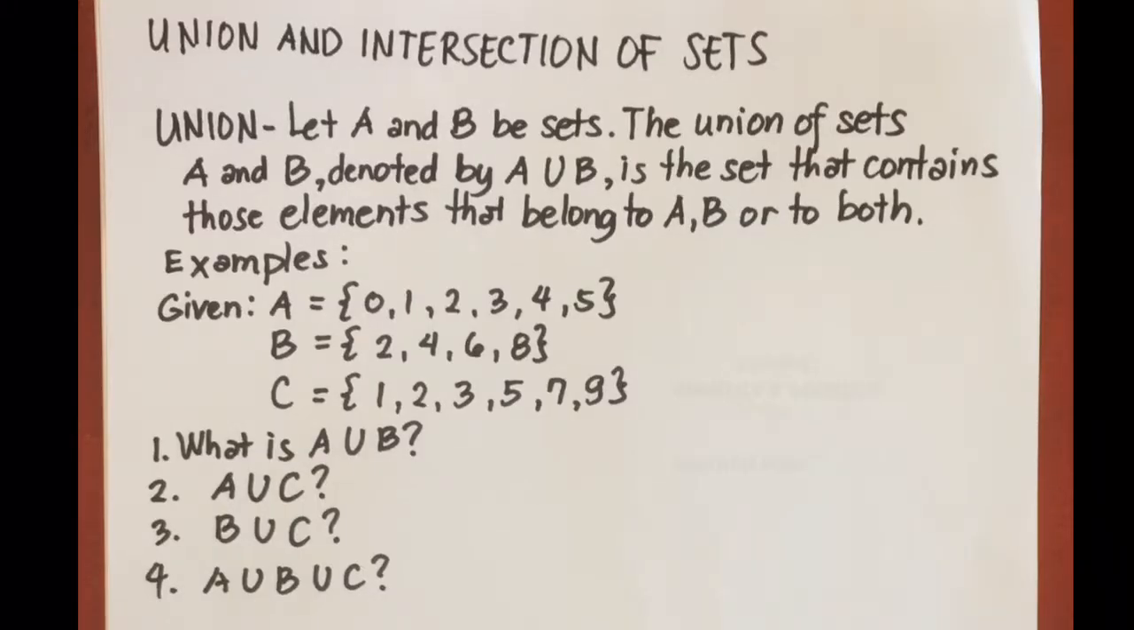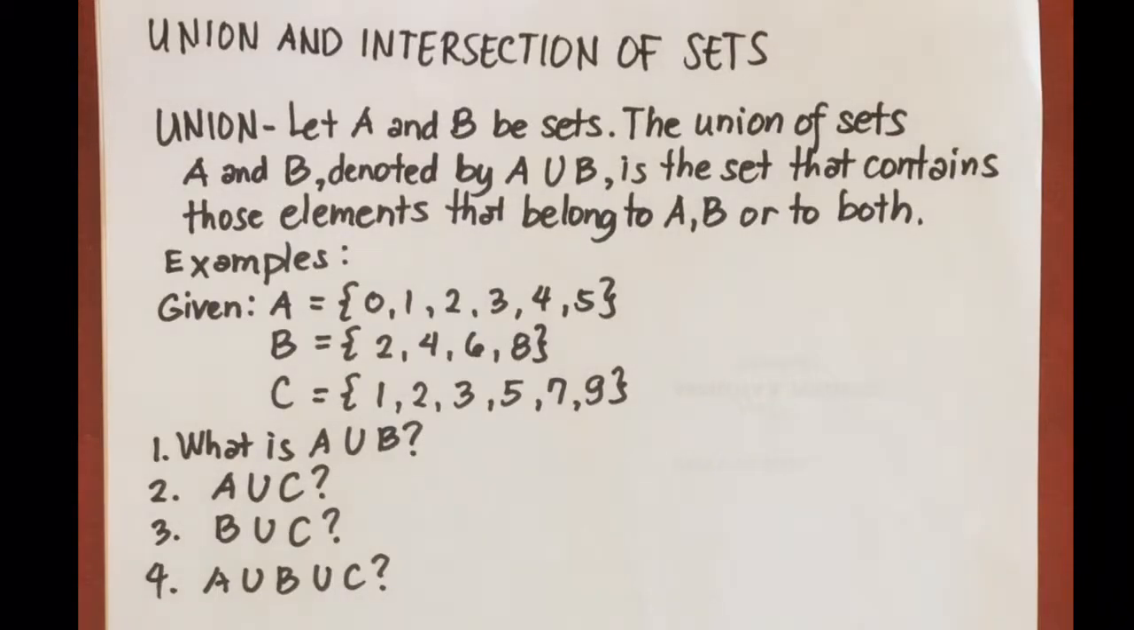Let's have first union. Let A and B be sets. Then the union of sets A and B, denoted by A, then the symbol is U. So A union B is a set that contains those elements that belong to A, B, or to both. So it means that if we're going to have the union of two sets, we're going to combine all the elements found on those sets.